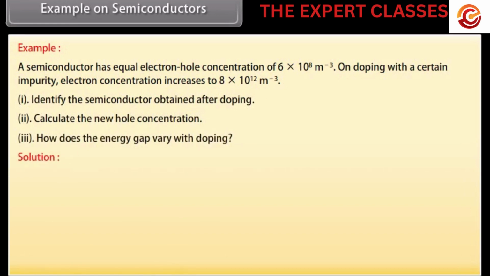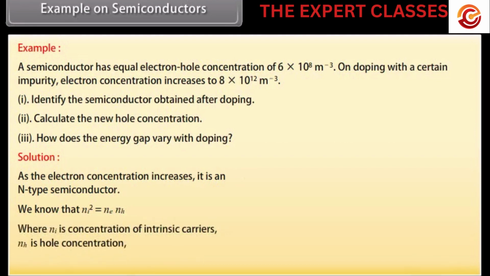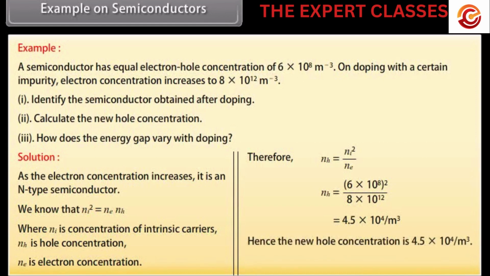Let's see the solution. As the electron concentration increases, it is an n-type semiconductor. We know that ni² = ne × nh, where ni is the concentration of intrinsic carriers, nh is the hole concentration, and ne is the electron concentration. Therefore, nh = ni² / ne. On putting the values, we get nh = 4.5 × 10^4 per meter cube. Hence, the new hole concentration is 4.5 × 10^4 per meter cube. With the doping, the energy gap decreases.